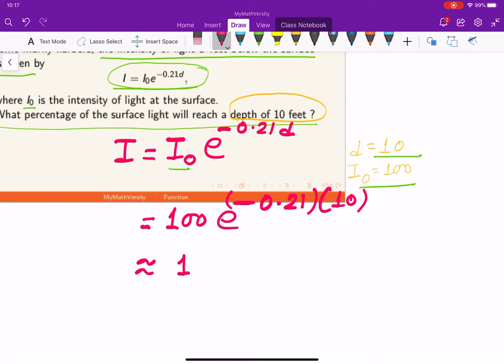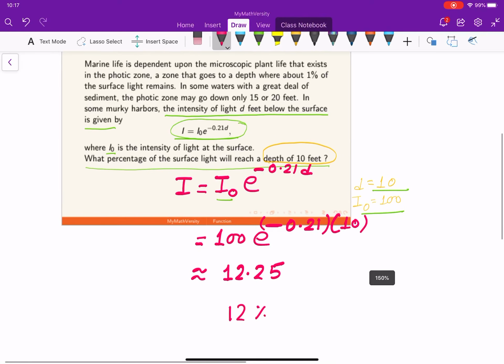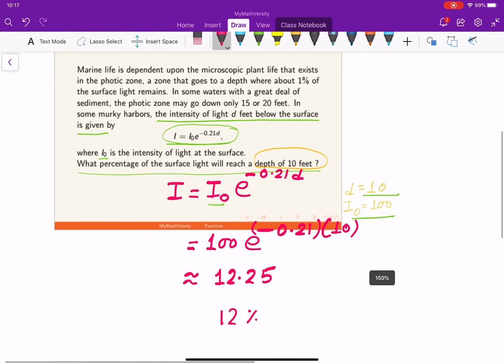It is approximately equal to 12.25, or if we round to the nearest percentage, we can say this is about 12%. So that is the percentage of the surface light at a depth of 10 feet.